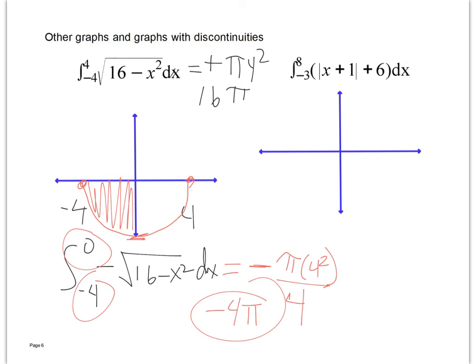It's negative because it represents only area under the curve, and it's a quarter circle, so I divide by 4 with the area. All right, next one. This was the last one for this video.